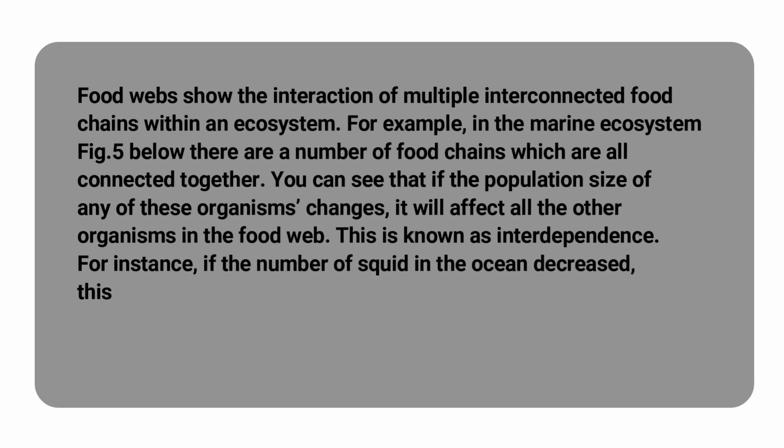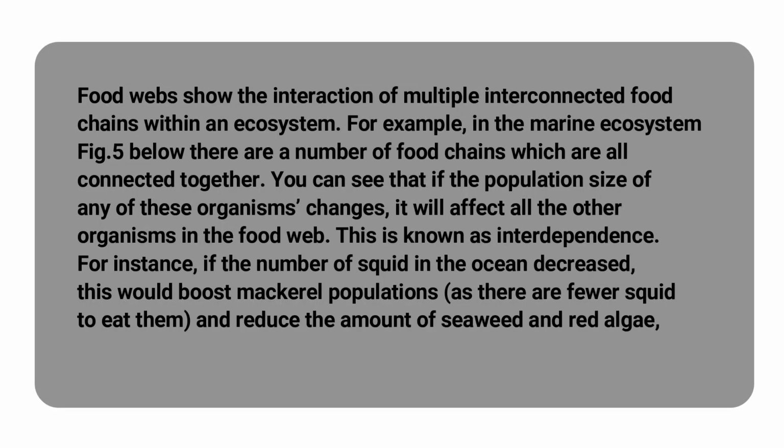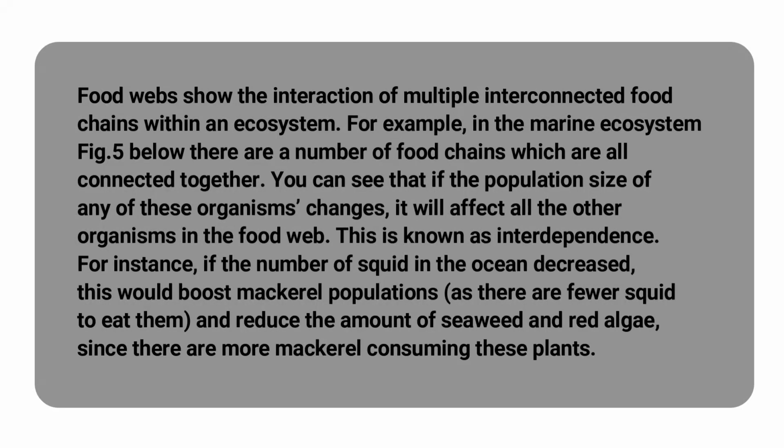If the population size of any of these organisms changes, it will affect all other organisms in the food web. This is known as interdependency. For instance, if the number of squid in the ocean decreased, this will boost the mackerel population as there are fewer squid to eat them, and reduce the amount of seaweed and algae since there are more mackerel consuming these plants.